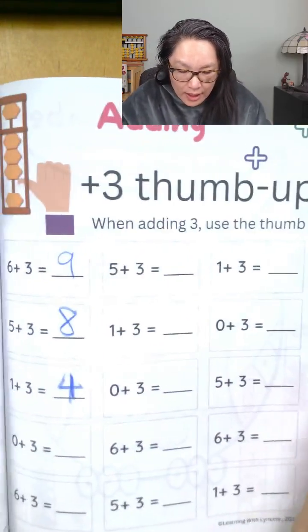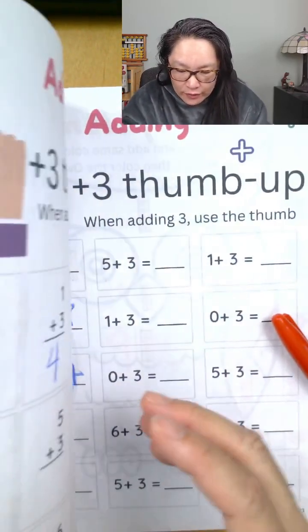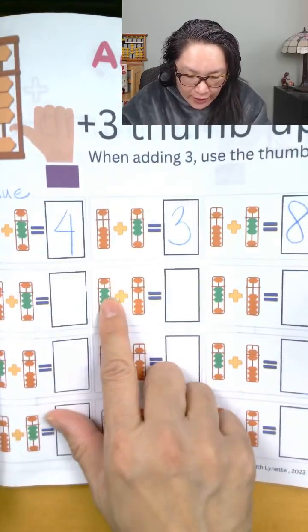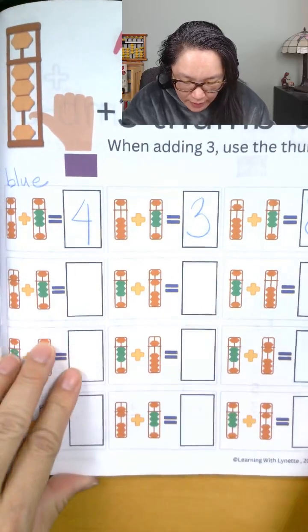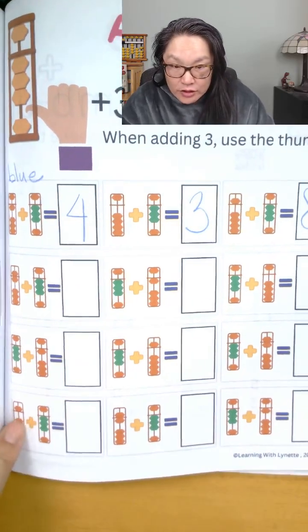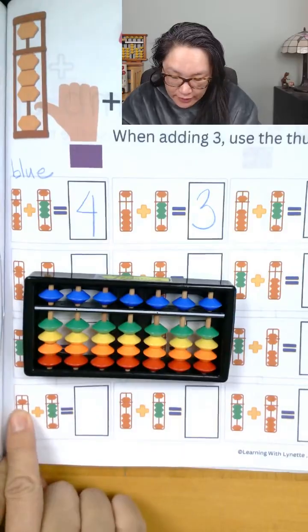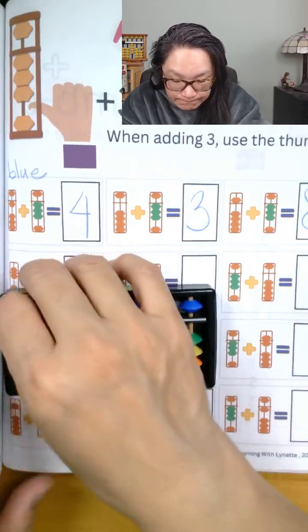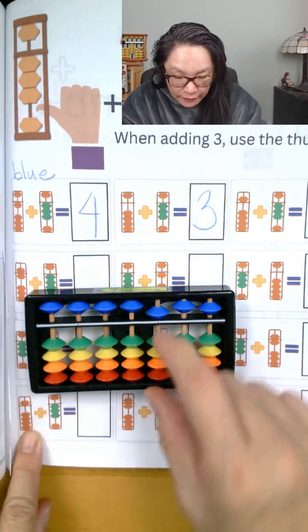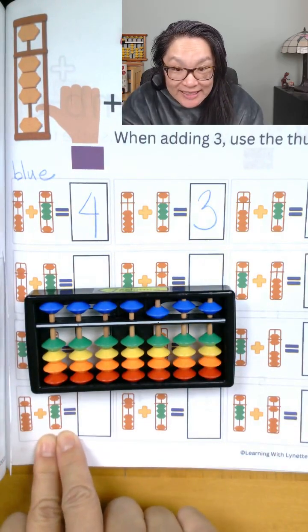One of them was 5 plus 3. Let me show you this one. So we have 5. Where is 5? The question was 5. I'm over here, right here. So this is 5. So I'm going 5, and then plus 3. It's 8.